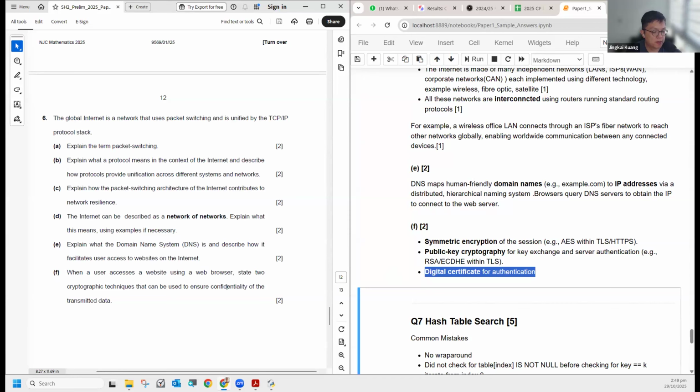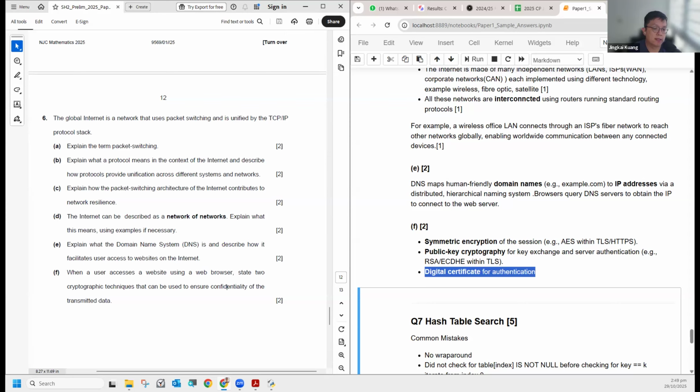Sorry, couldn't hear you. What is not tested? Digital cert. Yeah, it's not explicitly inside the syllabus. But it was tested in 2024 and 2022. Can you speak into the mic and louder?